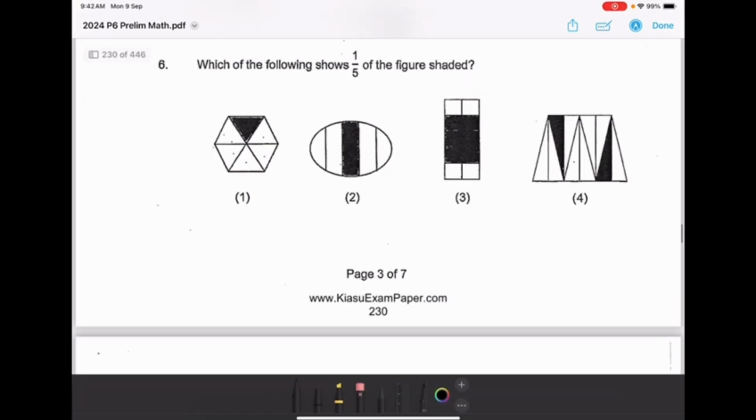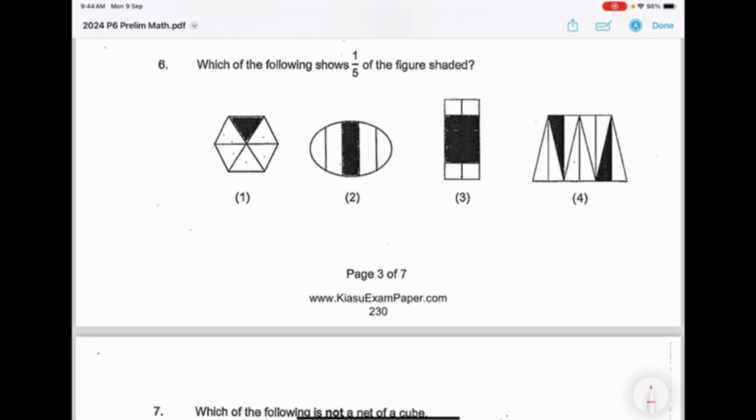Alright, next we have a fractions question. Which of the following shows 1/5 of the figure shaded? Now looking at option 1, we have one shaded part over here and we have a total of 1, 2, 3, 4, 5, 6 parts in total. So what I can say is that 1 over 6 of the figure is shaded. Now let's look at option number 2. We have one shaded part.